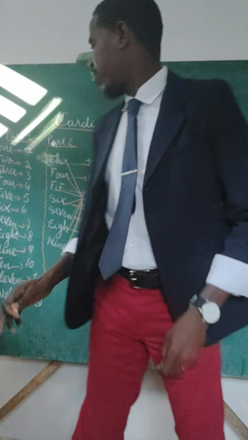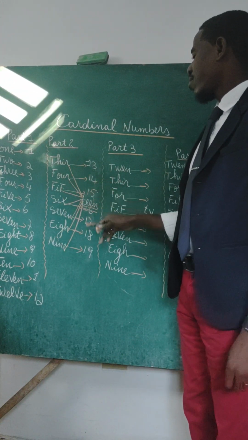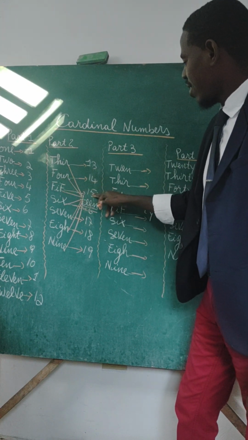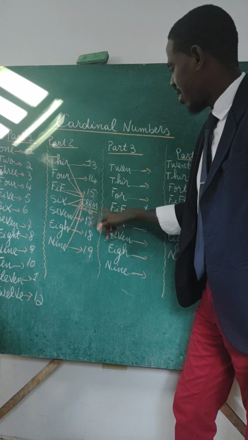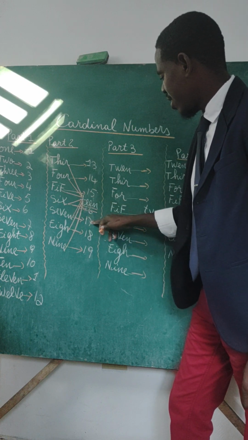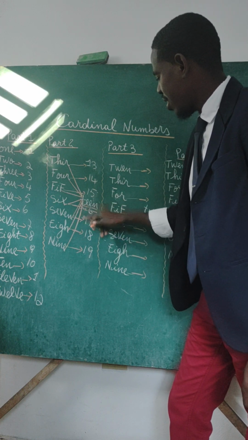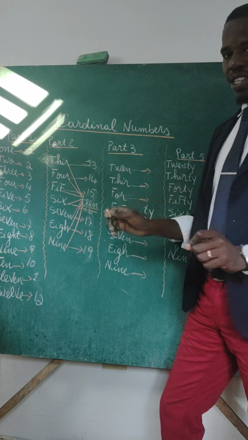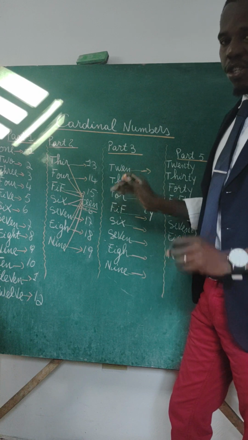Now repeat after me. 13, 14, 15, 16, 17, 18, 19. Alright? I hope this is very easy for you. Now let's go to part 3.